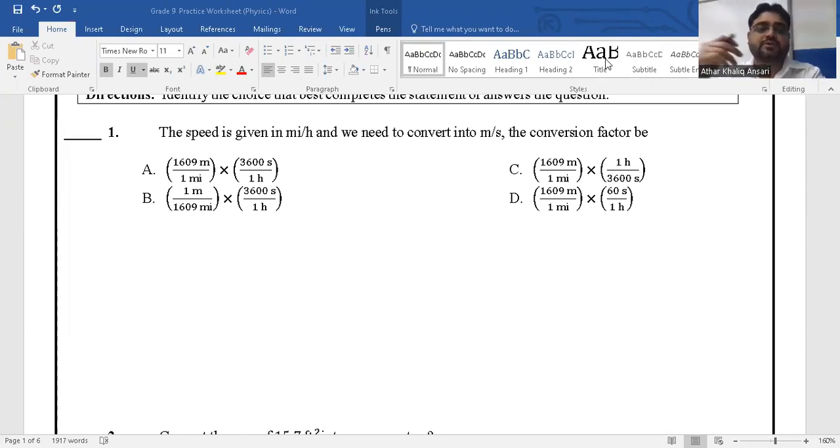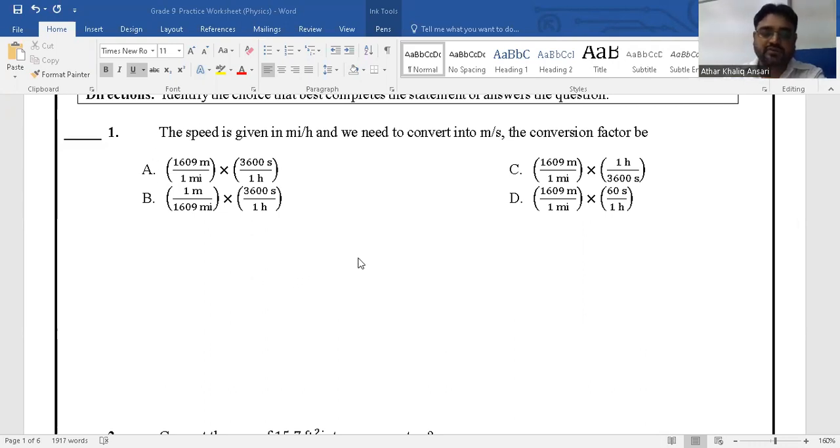Today we are going to talk about conversion of units. Whenever it is concerned with the conversion of units, the most important thing that we need to know is the conversion factor. What actually is the conversion factor? A conversion factor is a relationship that we write in the form of a fraction.